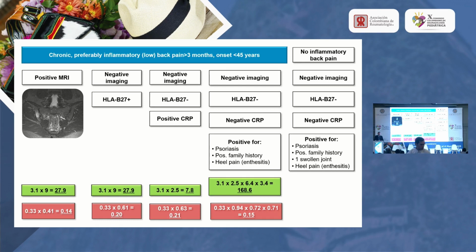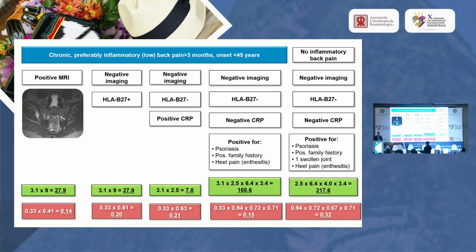Now I have also this scenario, where the patient is young, but has no inflammatory, only chronic back pain. No MRI, no B27, no CRP, but you have a young person in your office that has psoriasis, has a positive family history, has enthesitis, and also has one swollen joint, let's say knee. What is the probability of this patient to have spondyloarthritis? Even peripheral psoriatic arthritis. It is, in fact, even higher.